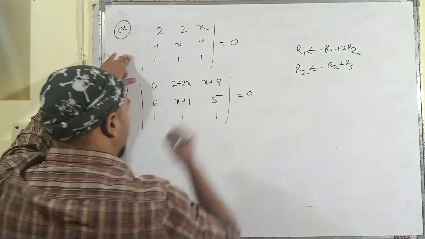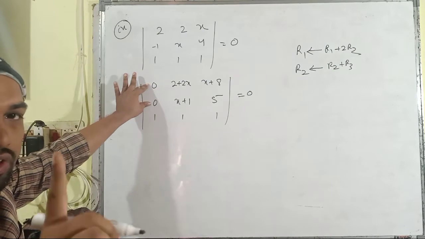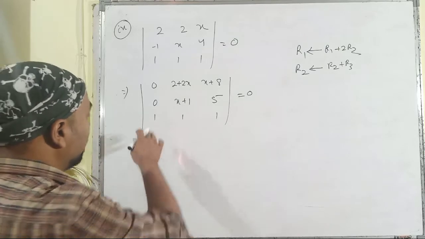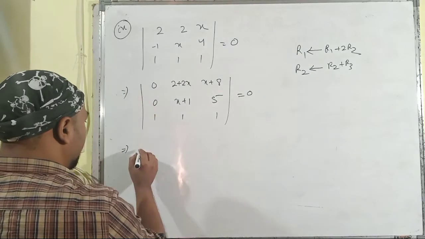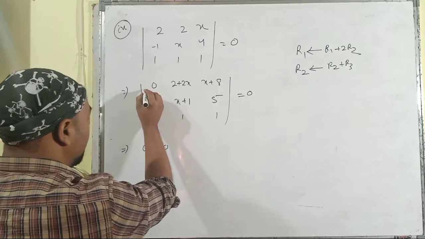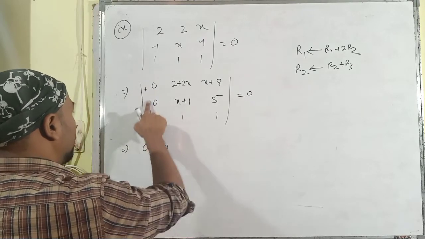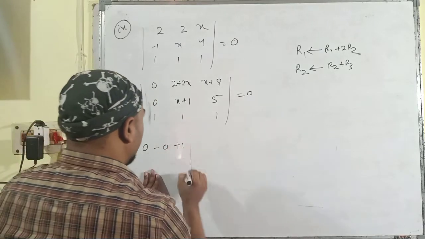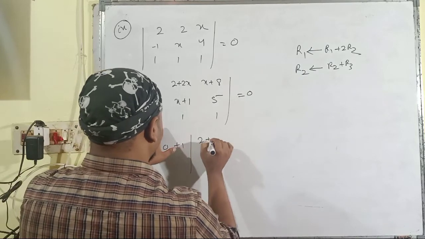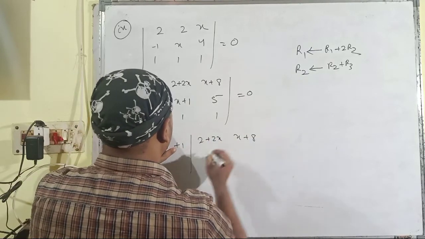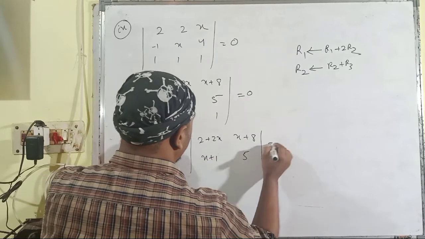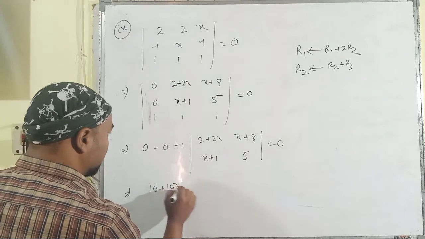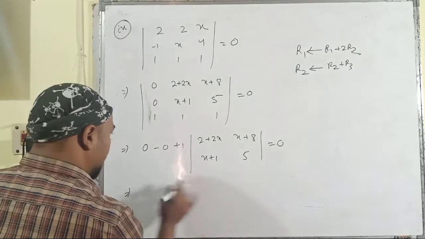And you can see that again we are getting maximum number of zeros in the first column. So just expanding the given determinant along the first column, we are getting 0 plus 0, this is minus 0 because the sign is plus minus plus. No need to write down here, just remember these signs. 0 minus 0, then plus 1 multiplied with the determinant of 2 plus 2x, x plus 8, x plus 1, 5, and this is equal to 0.